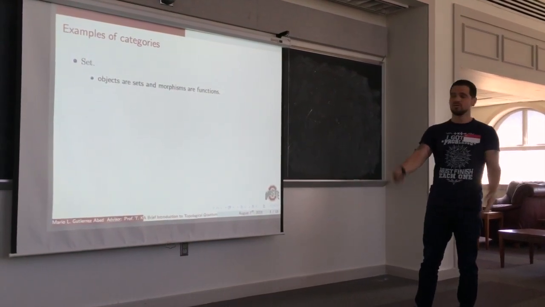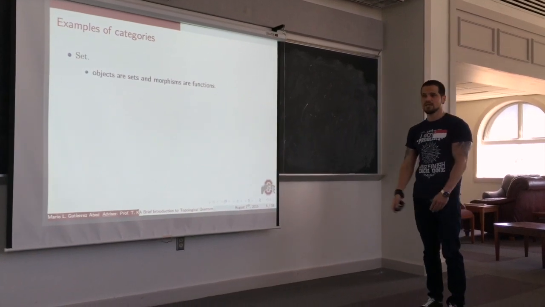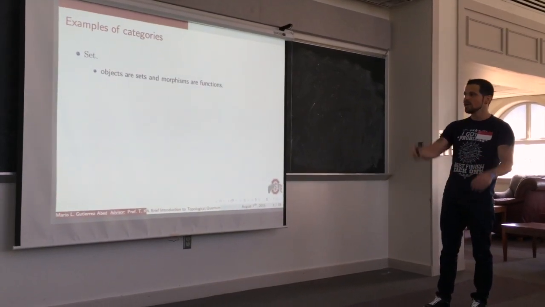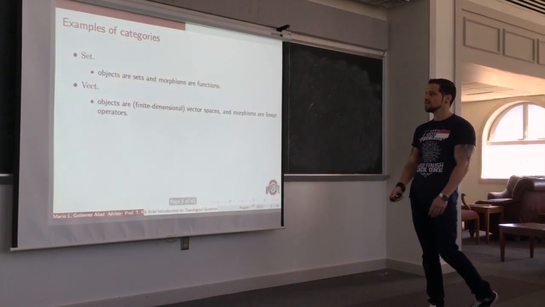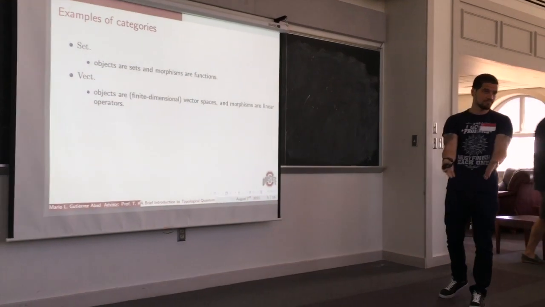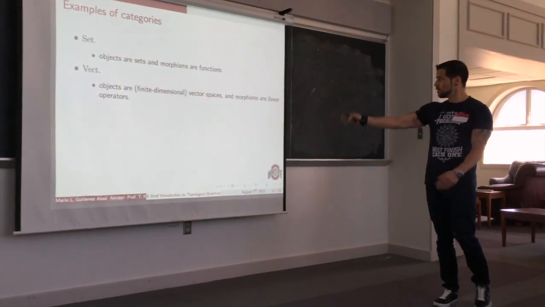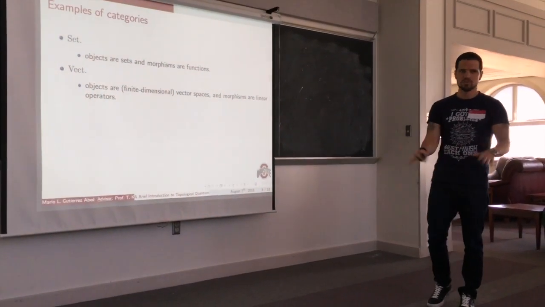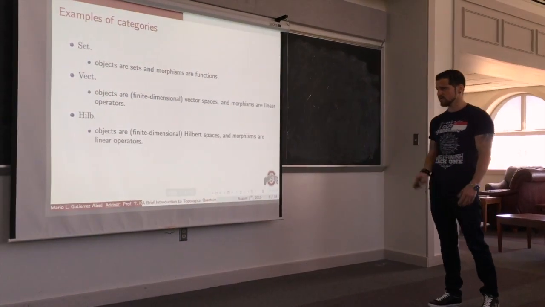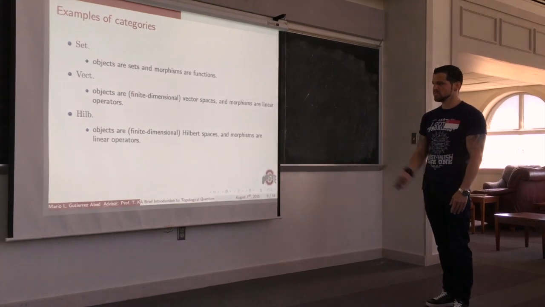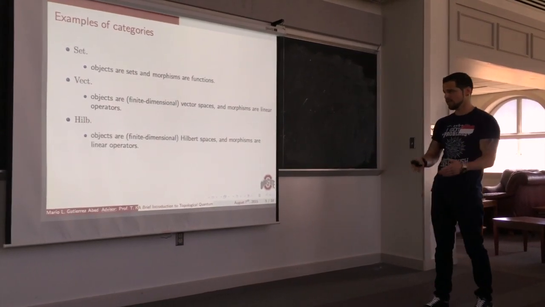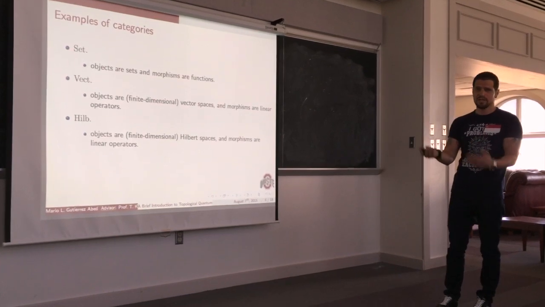So, examples of categories. We have the category of sets. The objects are sets, and the morphisms are functions, taking one element to another element in a different set. We have the category of vector spaces, where the objects are vector spaces and the morphisms are linear maps, the usual linear maps that you represent with matrices. We have the category of Hilbert spaces, which is pretty much the same, but the objects are Hilbert spaces, that's normed linear spaces where the norm comes from an inner product.